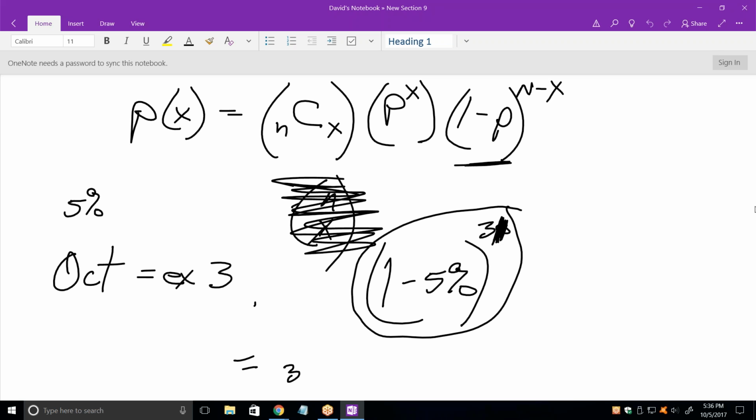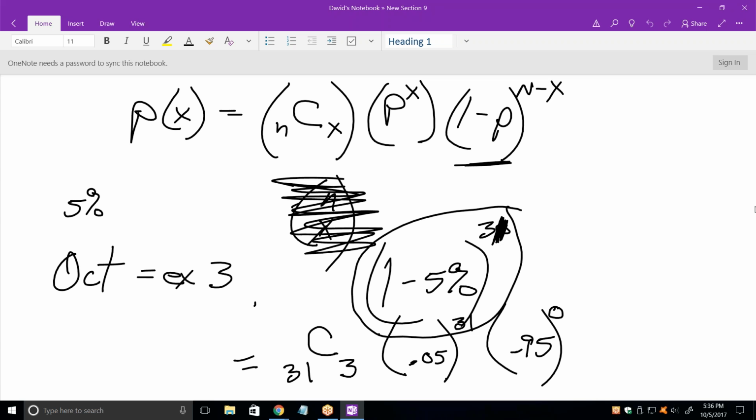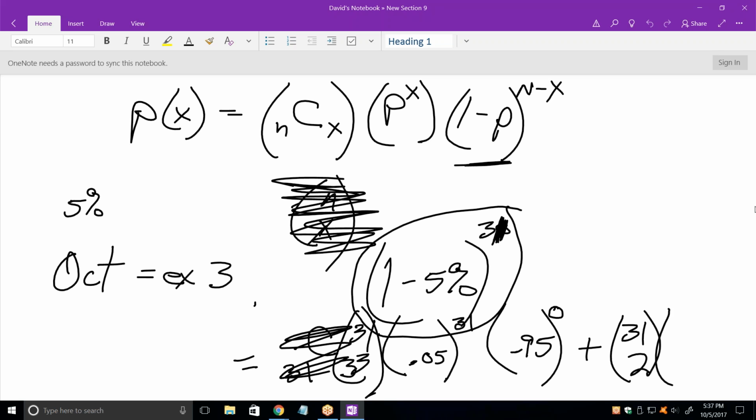So n is going to be 31 choose 3 times 0.05 to the 31 times 0.95 to the 0, plus, here, let me write this in the more familiar style, 31 choose 3, and then the next term is 31 choose 2 times 0.05 to the 30th power times 0.95 to the first power. Is this something about what you're talking about? Okay.